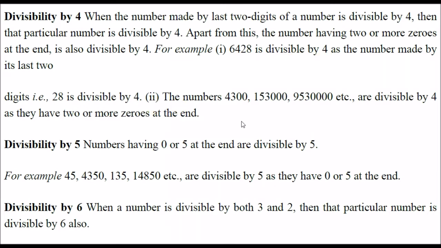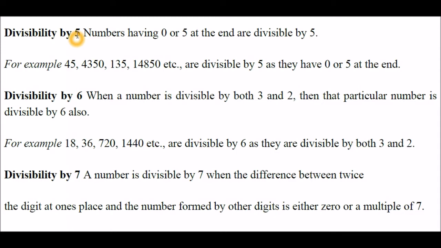Coming to the second example, see these numbers: 4300, 1,53,000, 95,30,000, etc. All these 3 numbers are divisible by 4. What is the rule? Apart from this, a number having 2 or more zeros at the end. 2 zeros or more, 3 zeros, 4 zeros. So, a number which has 2 or more zeros at the end is also divisible by 4. So, the given numbers are divisible by 4 as they have 2 or more zeros at the end.